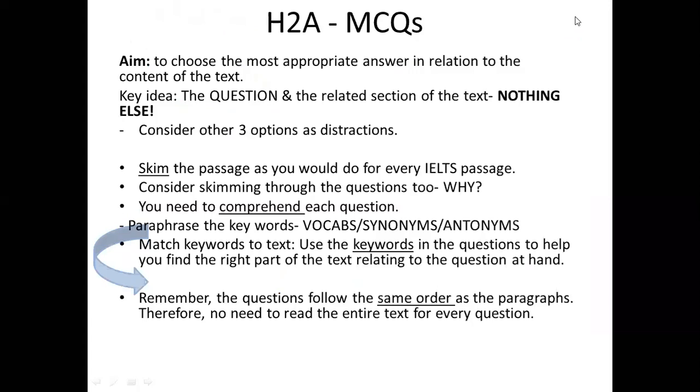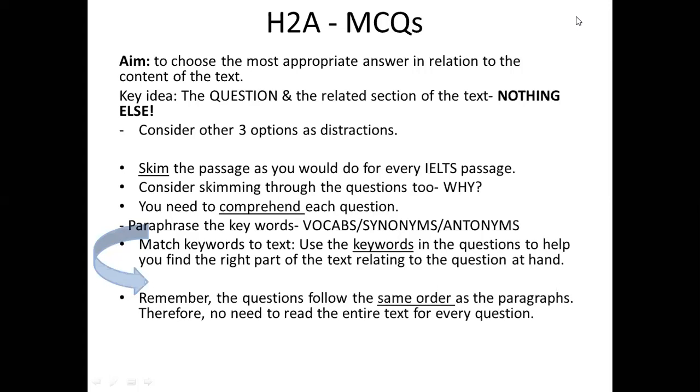So basically, on how to answer multiple choice questions, your aim is to choose the most appropriate answer in relation to the content of the text. So this is what I mean. What really matters in that text you have before you is the question, or the questions. So the questions matter a lot. It contains all the information you need. And then it can tell you where that information can be found in the passage or in the text.